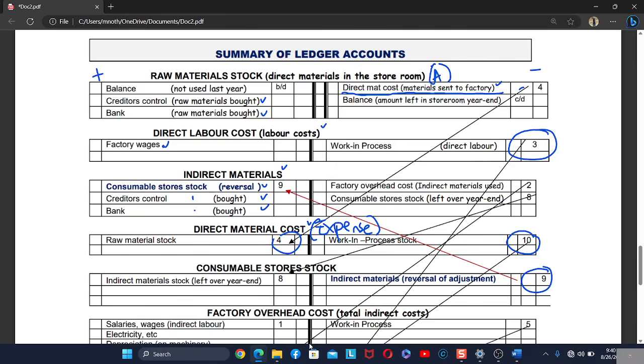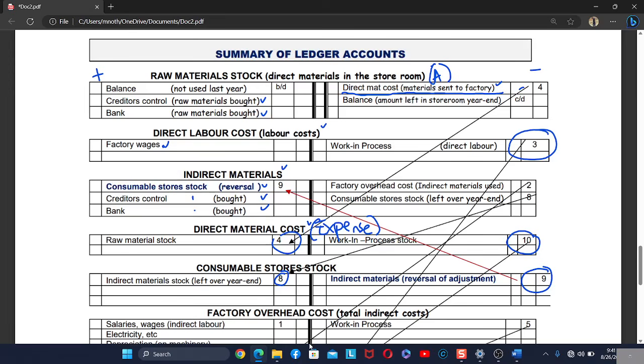So we have to transfer this indirect material used. We transfer it to where? We transfer it to the factory overheads, because we know that the indirect material belongs under the factory overheads, like I explained above, right? And then the unused indirect material must be transferred to the consumable stock, right? We transfer it to the consumable stock.